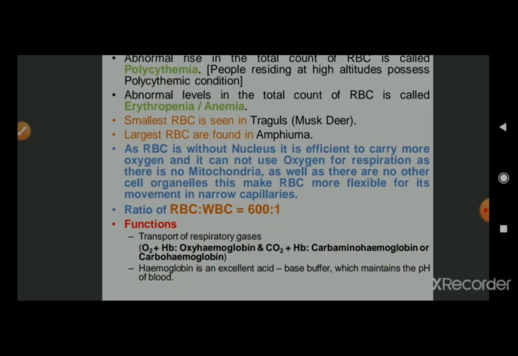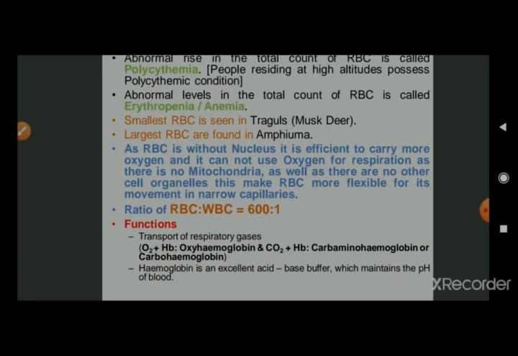The ratio of RBC and WBC is 600:1. Let us see the functions. Functions of RBC is to transport respiratory gases, carry oxygen and remove carbon dioxide. So it is carrying oxygen. Oxygen plus hemoglobin forms oxyhemoglobin, and carbon dioxide plus hemoglobin combines to form carbaminohemoglobin or carbhemoglobin.